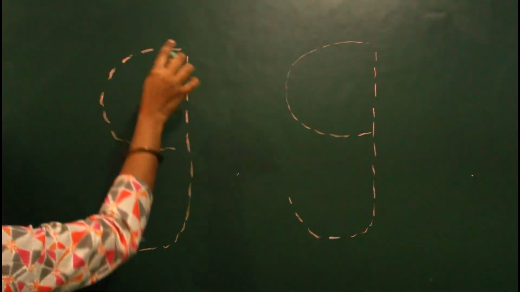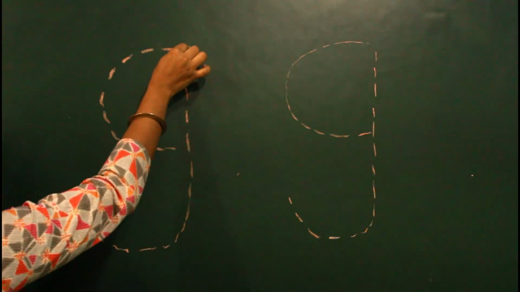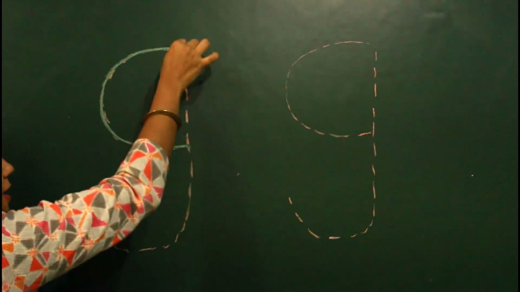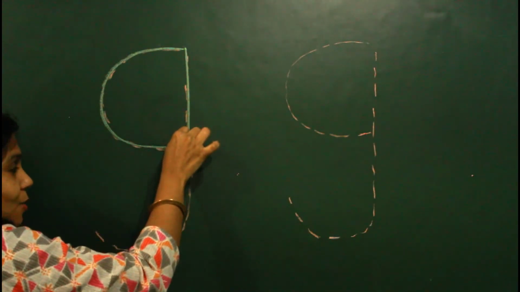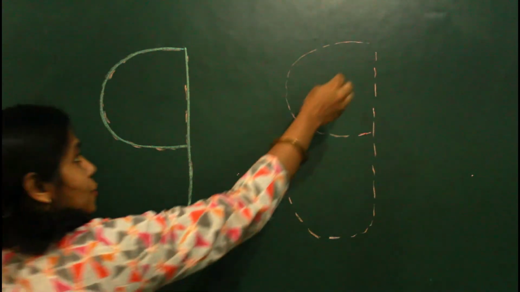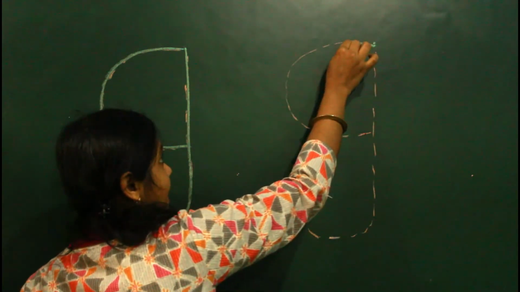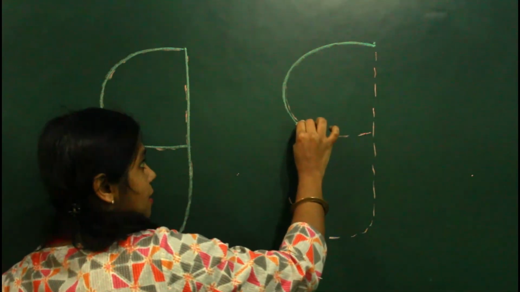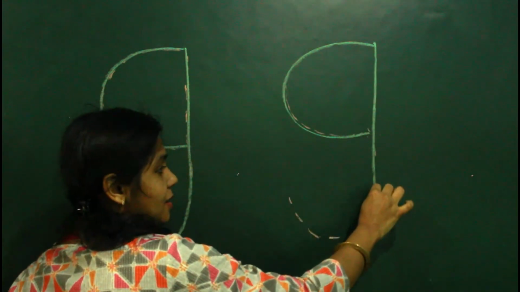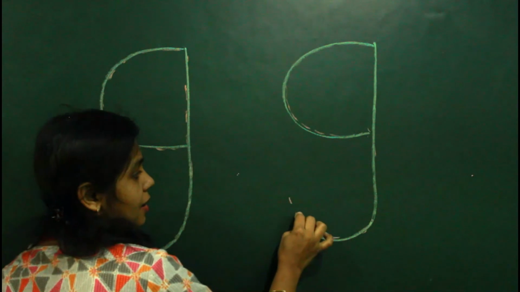Now let's see how to trace small G. Yes, see, now we have small G here. Let's see how to trace. Start from here, make a small right open curve, then bring down like this, make a standing line, then a small curve here. Okay, small G. Once again I'll show you. Start from here, make a right open curve, then again go here, then make a standing line, then a small curve here, upward curve. Okay, so this is small G.